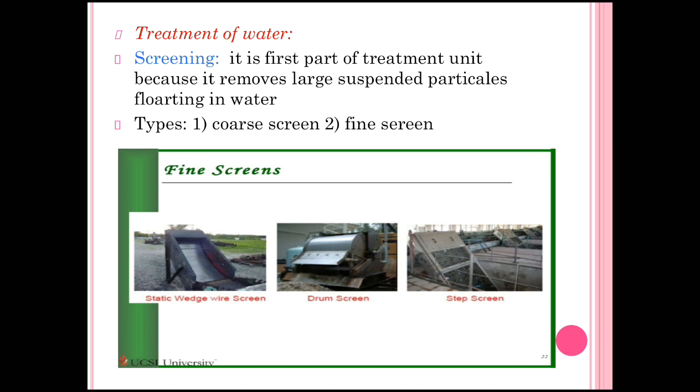Now we can see in a diagram some types of screens. The first one is the static wedge wire screen, the drum screen is in the second picture, and the third one is a step screen. All these screens are used to remove the floating particles present in water, because the distance between the bars in a coarse screen and fine screen is very small, or it is just designed to remove the suspended particles.